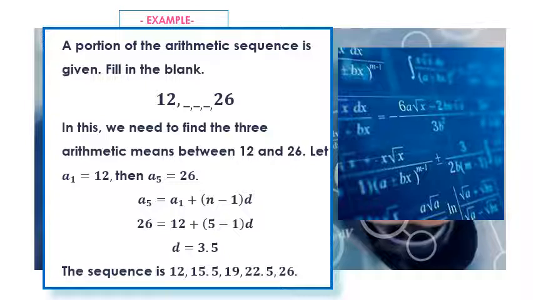We have 26 is equal to 12 plus 5 minus 1 multiplied by d, which is our common difference. Then we can find the value of our common difference, which is equal to 3.5. Then add the common difference to our first term, and so on. So we have 12 plus 3.5, we have 15.5, plus 3.5, we have 19, plus 3.5, we have 22.5. So we have now answered the problem, which is the three arithmetic means between 12 and 26.